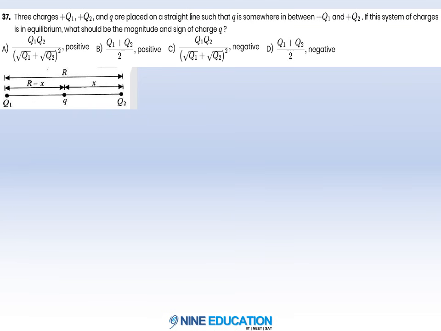In this question, three charges are placed on a straight line such that Q is somewhere in between Q1 and Q2. If the system of charges is in equilibrium, see, you have to focus on it. The system is in equilibrium, which means the net force on all charges is zero because the system is at rest.